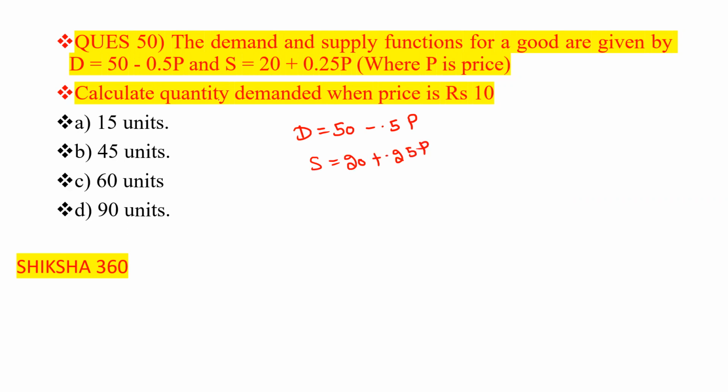Here they are asking what is the quantity demanded when the price is rupees 10. We just have to put the value here: 50 minus 0.5 into 10. The 10 cancels out, so 50 minus 5, which is 45 units. So this one is the answer.